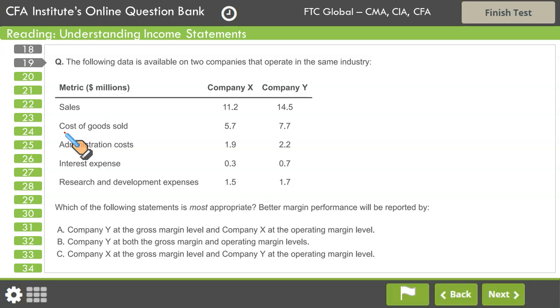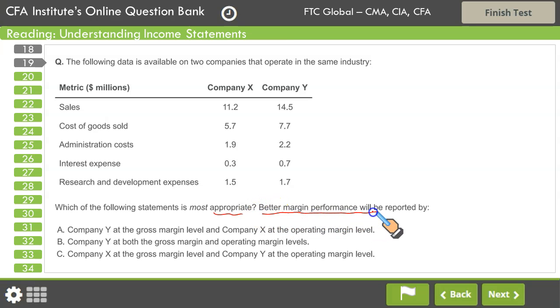Next. The following data is available on two companies that operate in the same industry. We have been given sales, cost of goods sold, administrative costs, interest expense, research and development expense as well. Which of the following statements is most appropriate?